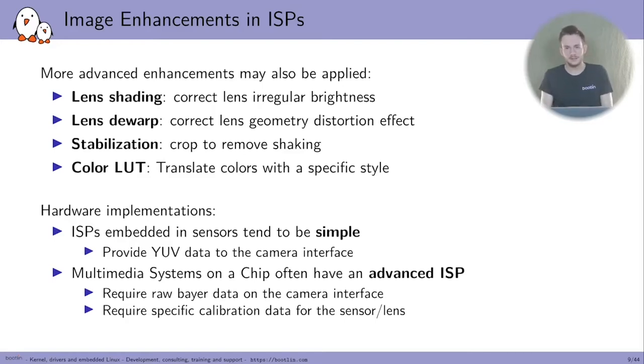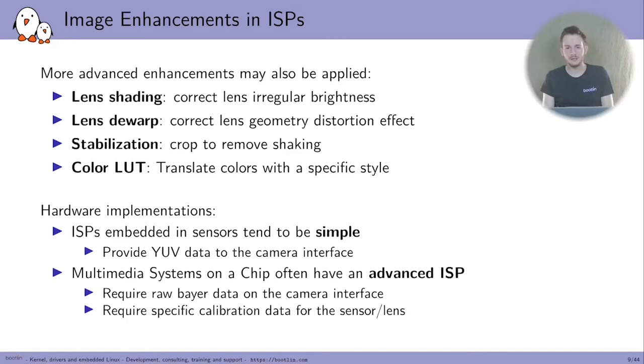Then you have stabilization, which is about cropping into the image to remove the shaking that can happen if the camera is handheld, if it's not very stable, and so on. Then finally, another enhancement is the color lookup table, which is basically a way to translate from the colors that you have into another set of colors, which will be slightly different, in order to give a specific style to the image. So for example, this is often called a filter. So you apply a filter to the image to give it a specific style.